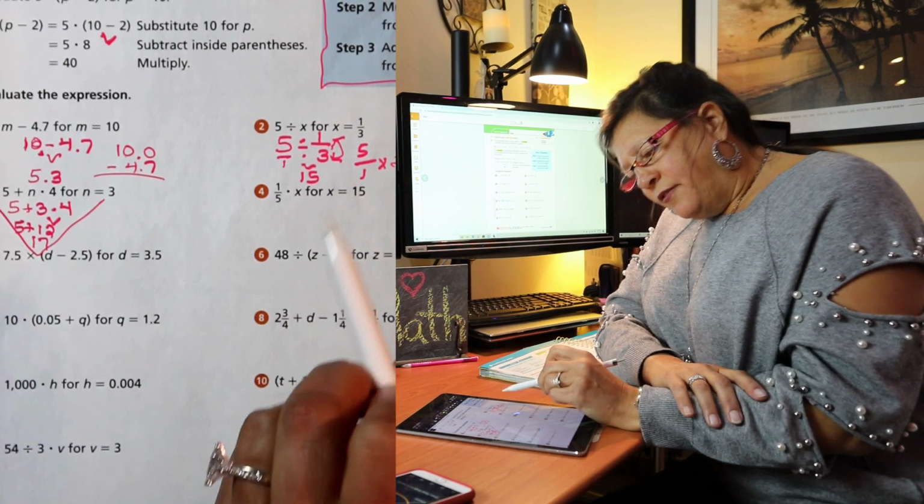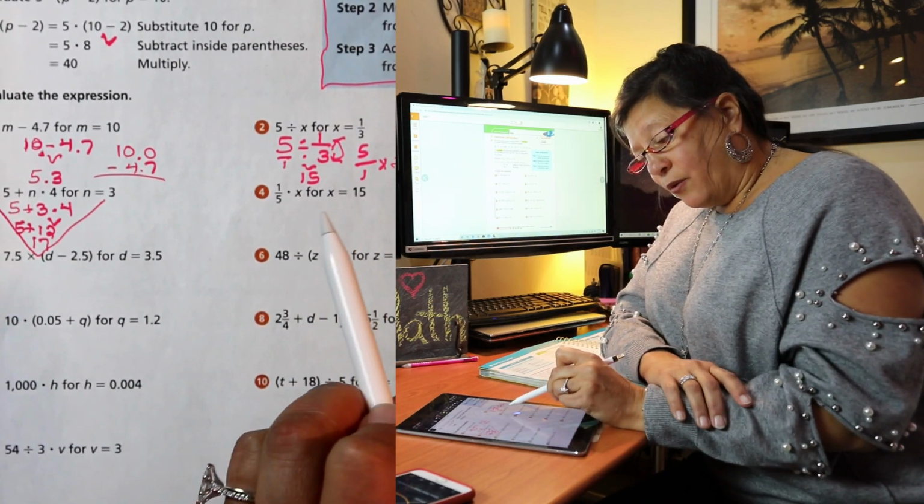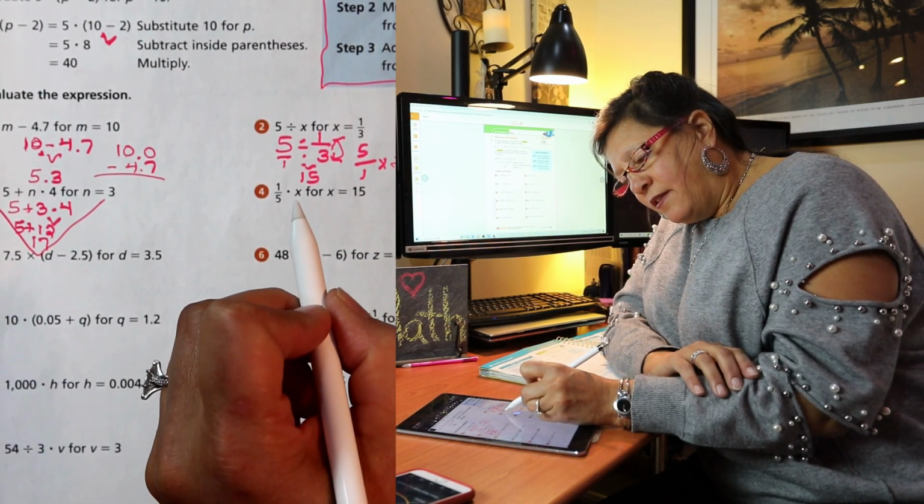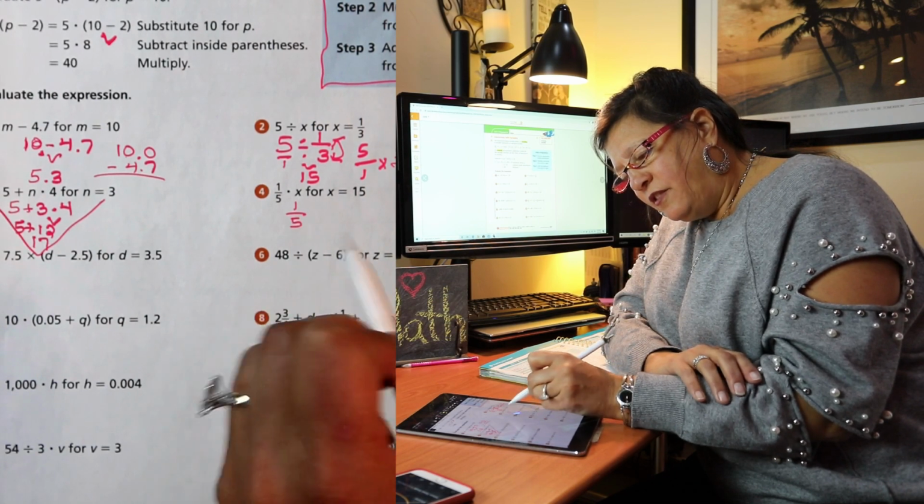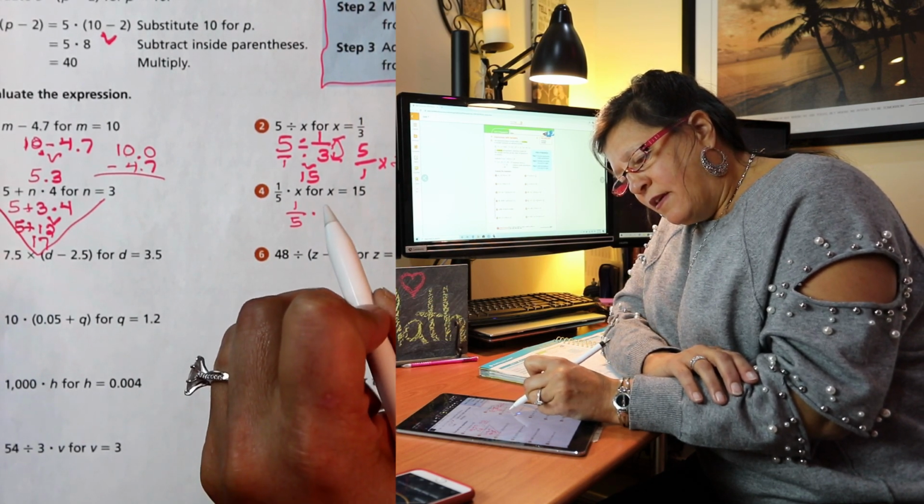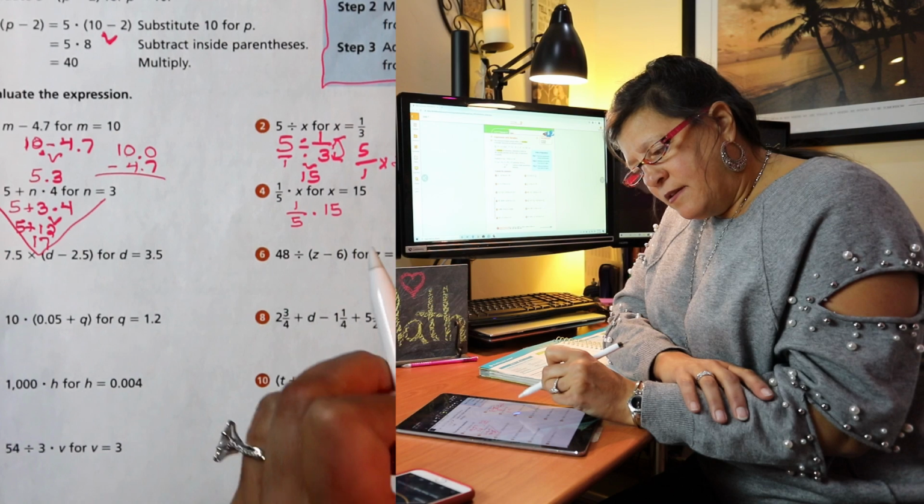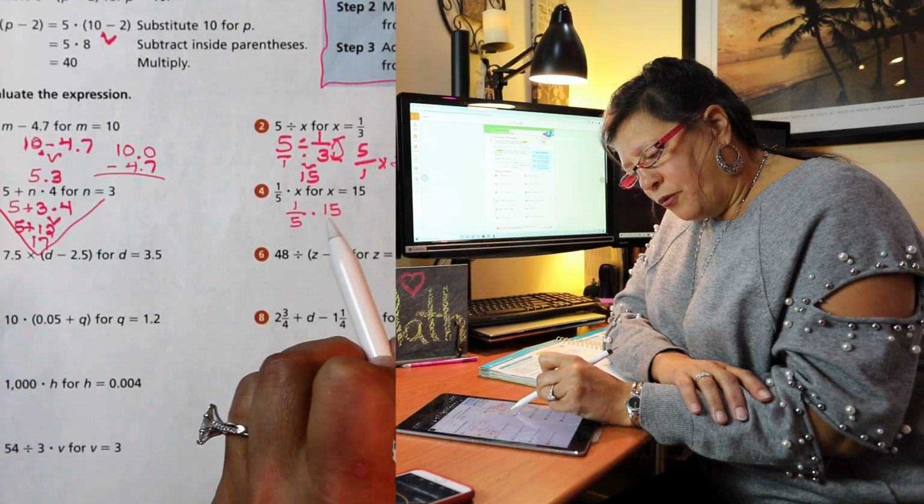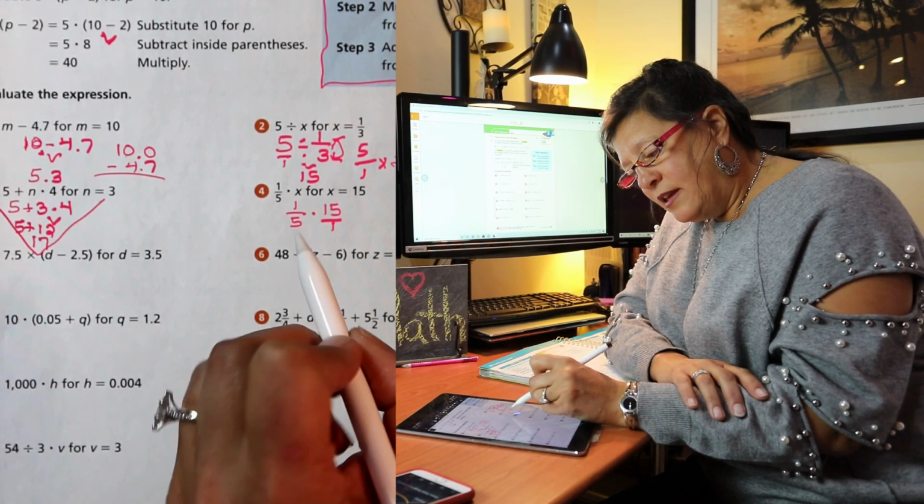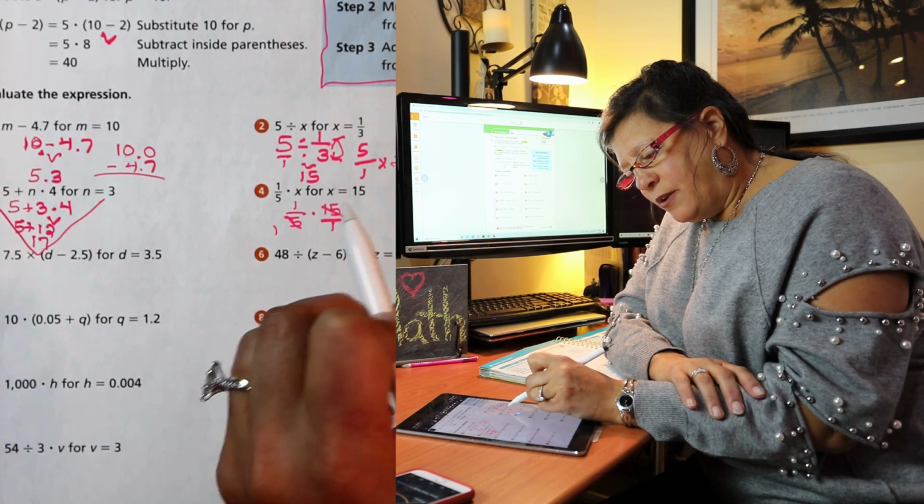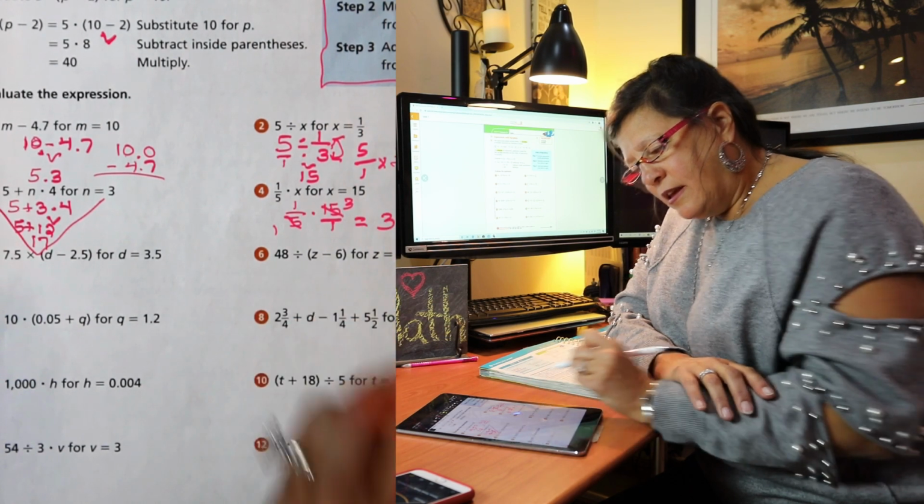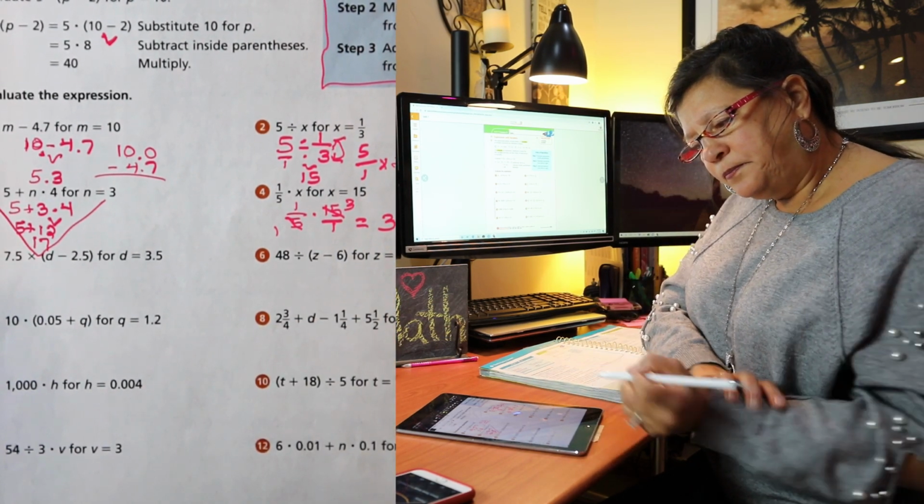Number 4, 1/5 times x, for x equals 15. So replace x with 15. 1/5 times 15. Okay, fraction times a whole number. Put your whole number over 1. Simplify first if you can. And you'll get an answer of 3.